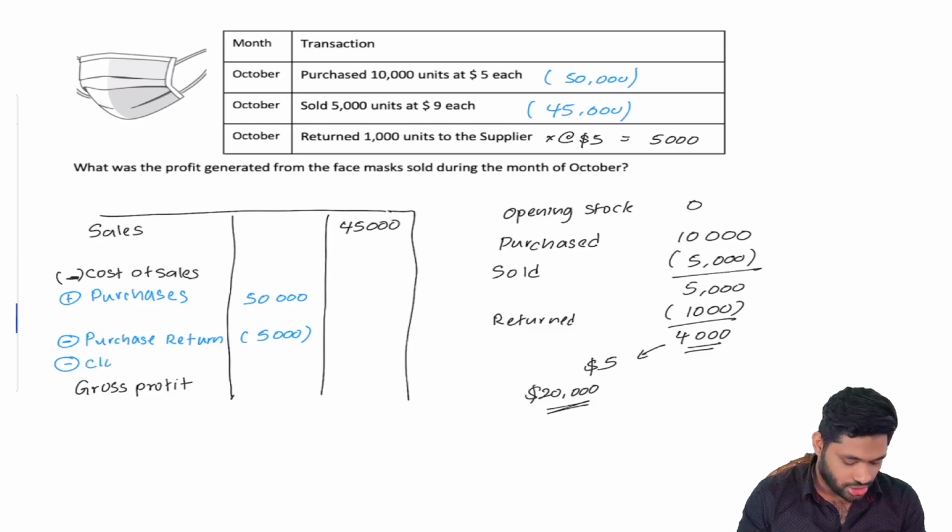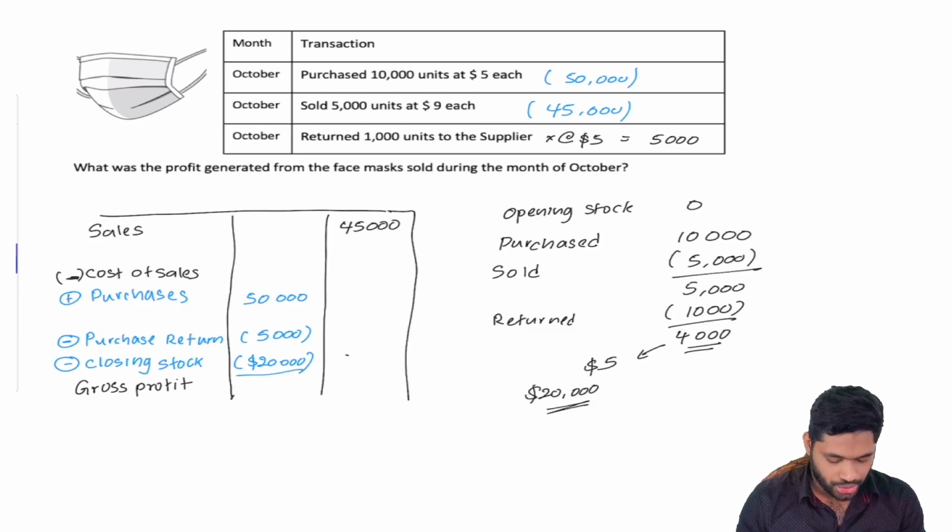So you reduce your closing stock of 20,000. So guys, the cost of sales of your organization is going to be 25,000, 50,000 minus 25,000. So 45,000 minus 25,000, your gross profit is going to be 20,000.